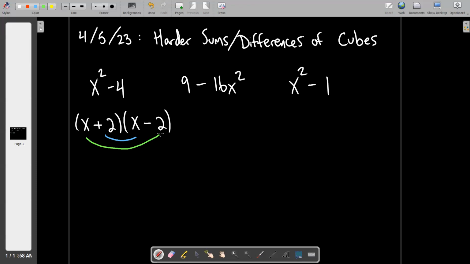What would it factor into? 9 minus 16x squared. What would it be? Careful, you can't reverse the order because it's subtraction. So keep everything literally left to right. Do you want to try again?